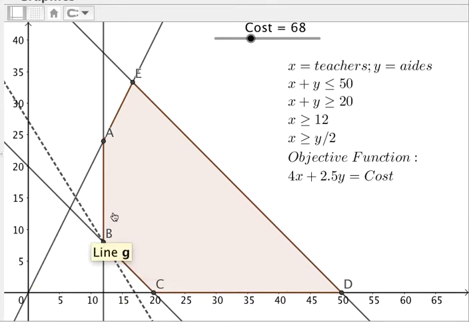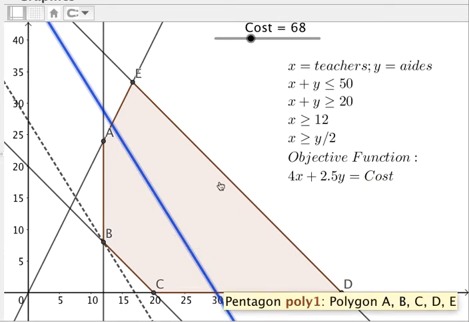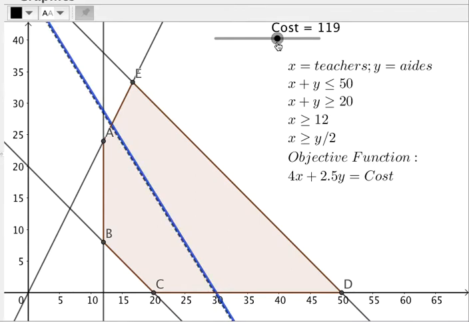And when we plug that in, we get that the total cost is equal to 12 teachers times 4, which is 48, plus 2.5 times the number of aides, so 48 plus 20, or a cost of 68. That represents $680,000 in this case. We also were asked to draw the line representing a total cost of 1.2 million, which means that 4x plus 2.5y would have to equal 120, and that's this line right here. That line just represents our objective function set equal to 120.